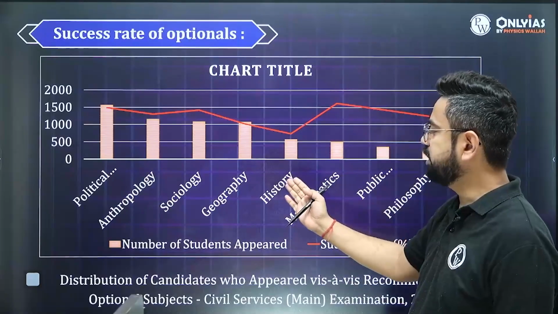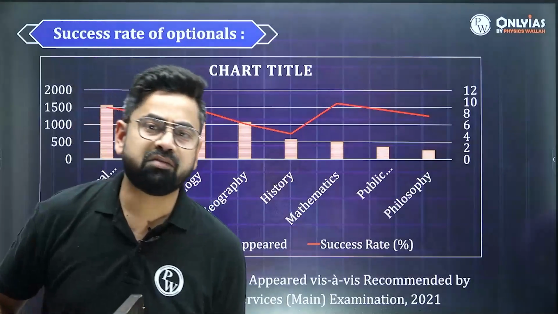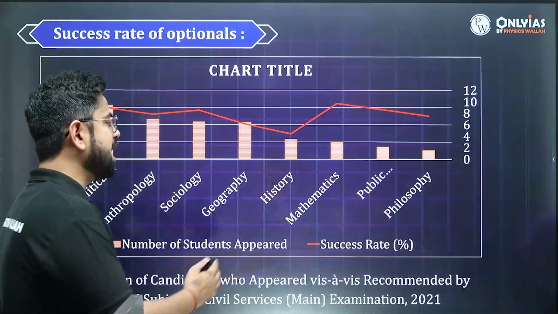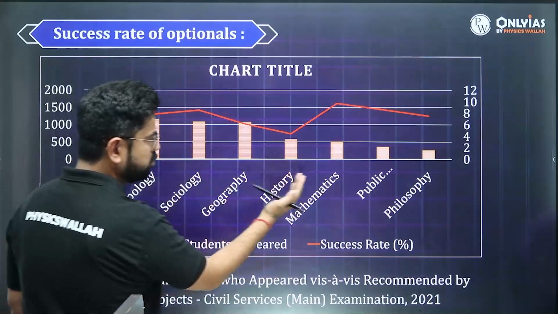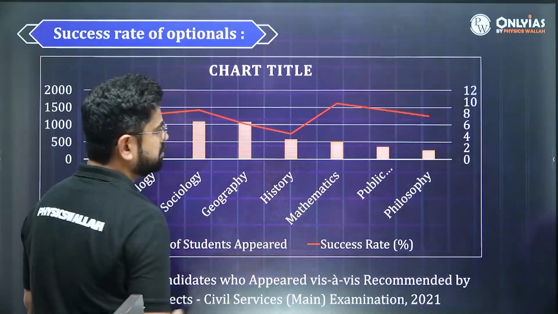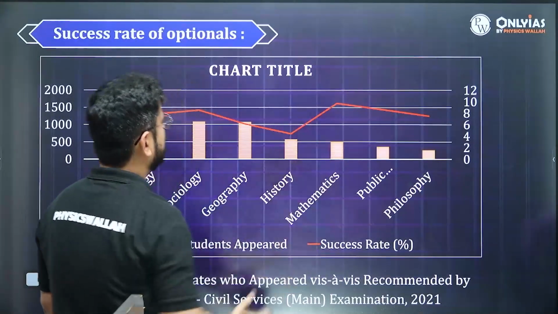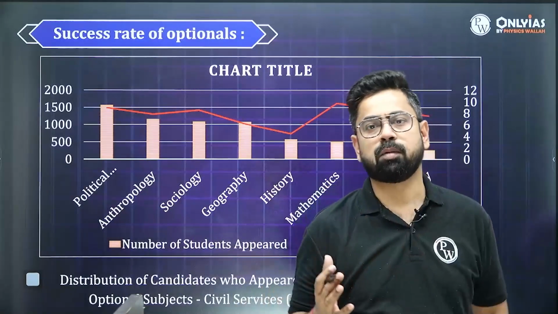For example, history comes amongst the most favorite subjects, but the success rate is very, very low. On the other hand, if you compare with mathematics, comparatively fewer students are taking it amongst the top optionals, fewer students are opting for mathematics optional, but the success rate for mathematics optional is very, very high, or you can say one of the highest amongst the top optionals.